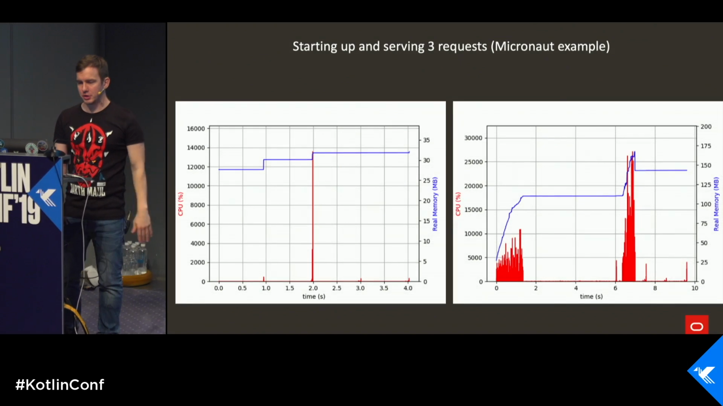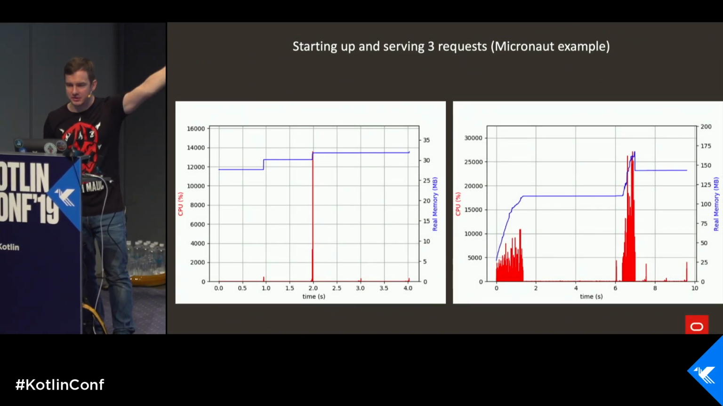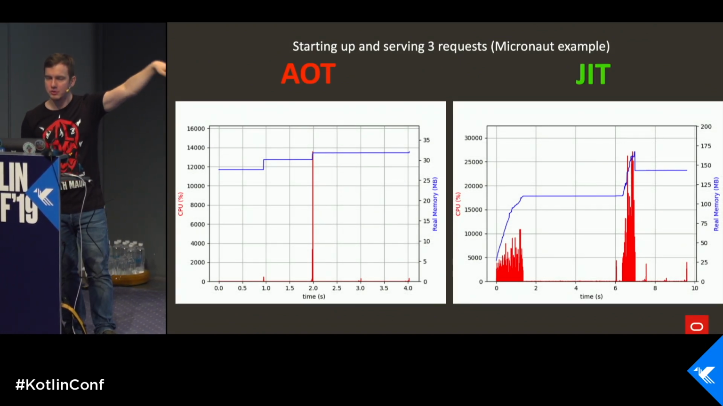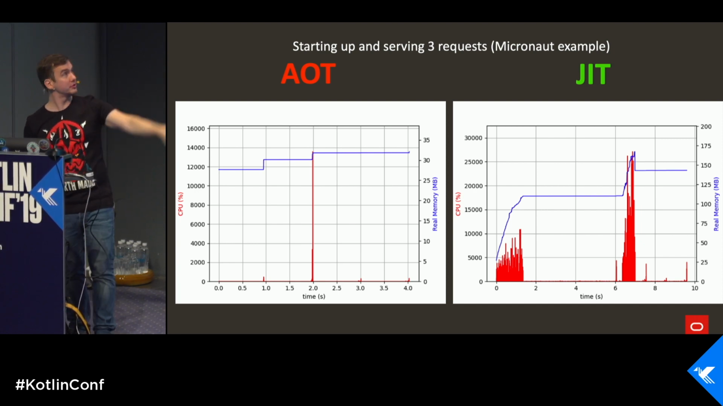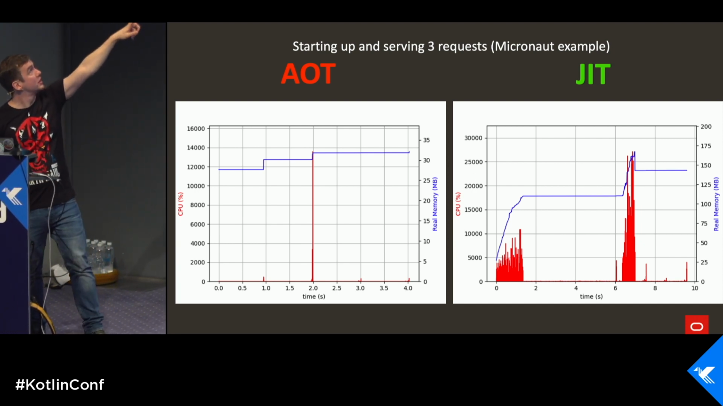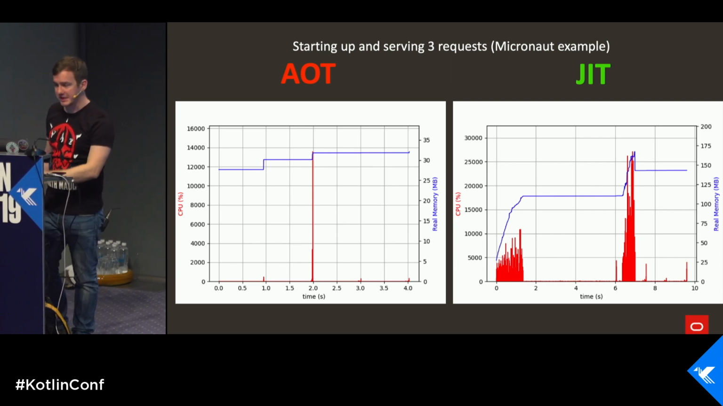So native image starts really fast. It doesn't need that much memory. It doesn't use CPU at the time of execution. You can see the red ones are the CPU usage. It only does that when it actually serves the request.